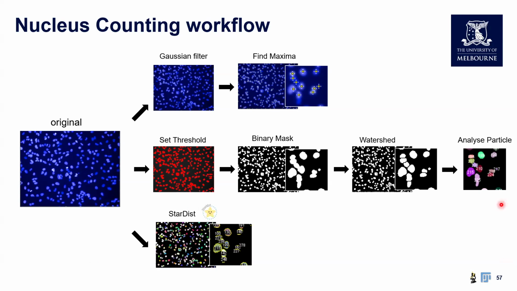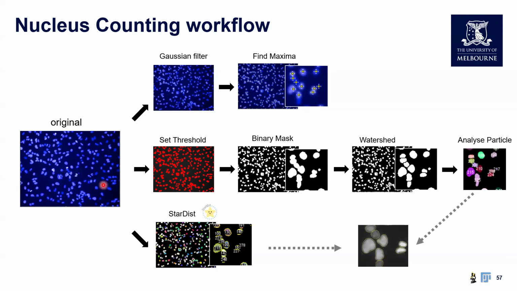So as you can see, even this simple nucleus counting can be done in multiple ways. Also, once we detect the objects using analyze particles or the StarDist method, each cell will be identified as an object, and we can easily measure the intensity or shape parameters.